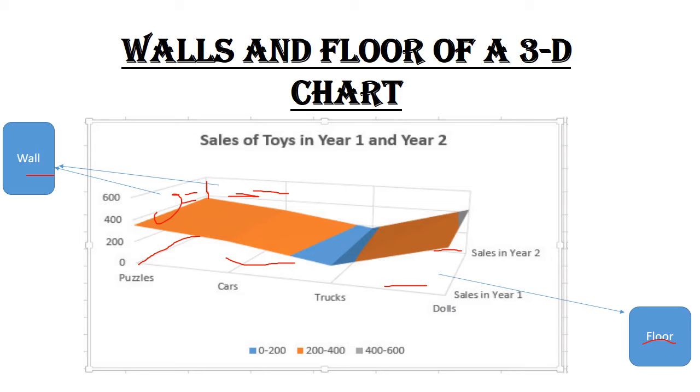Okay, therefore the components of this chart also have some difference. So two more components are added to this chart. One is called wall. Another one is called floor. So what is a wall? The wall is the area which covers the XY plane.